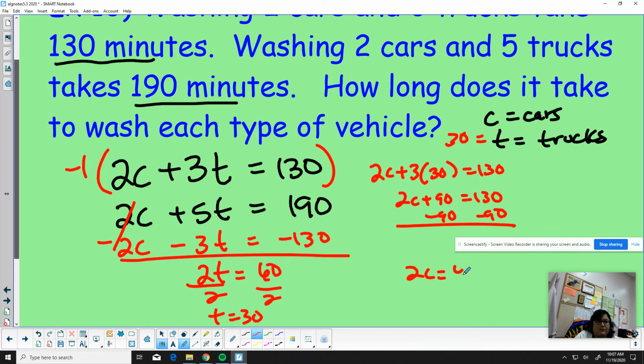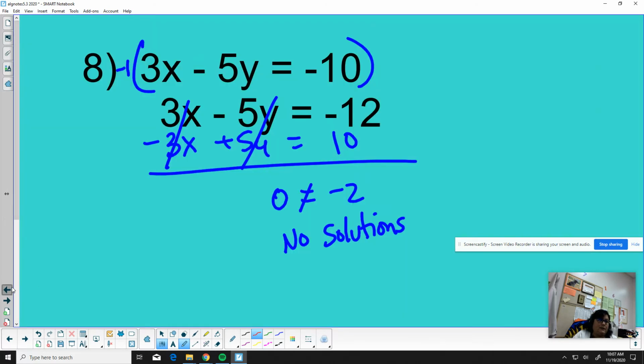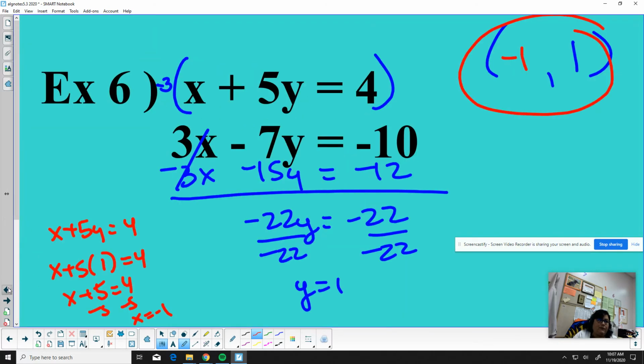So 2C equals 40, so cars are 20 minutes. So I have it all, and I used elimination to get it. Now, I could have graphed this, and I could have used substitution. I could have graphed or done substitution on any of these, but they were set up perfectly for elimination.